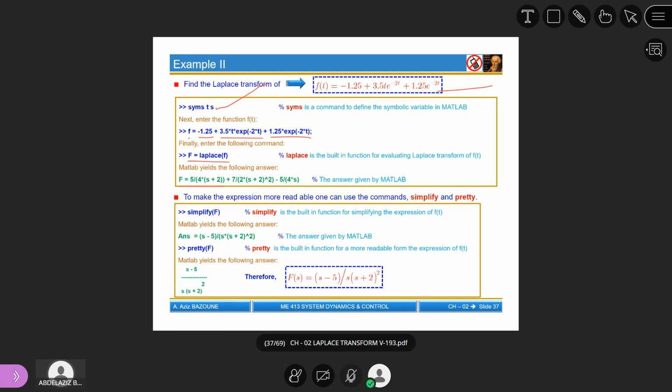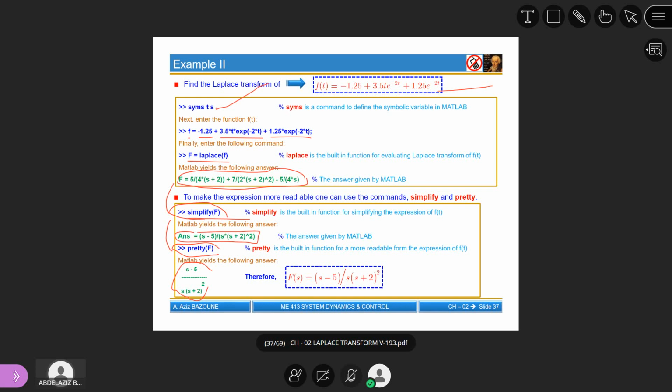Sometimes, Shabab, MATLAB will give you an answer that is clumsy, you cannot read it, it's all tangled together. Just say simplify F, the expression that was given by MATLAB. You can ask it to simplify it for you. And still, if you are not happy with it, or if it's not clear to you, tell it, I want to have a pretty F. Pretty F means a nice picture. Okay? A nice picture, it will be given to you like this one: s minus 5 over s times (s plus 2) squared. And this will be your Laplace transform.